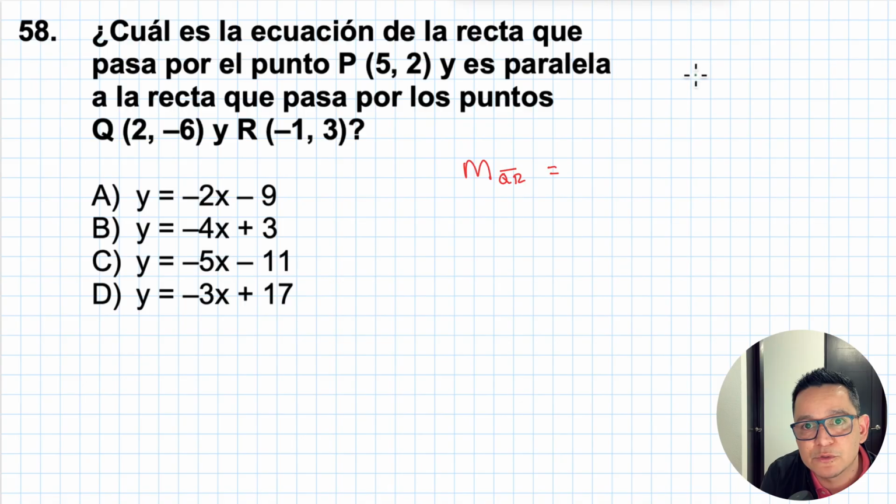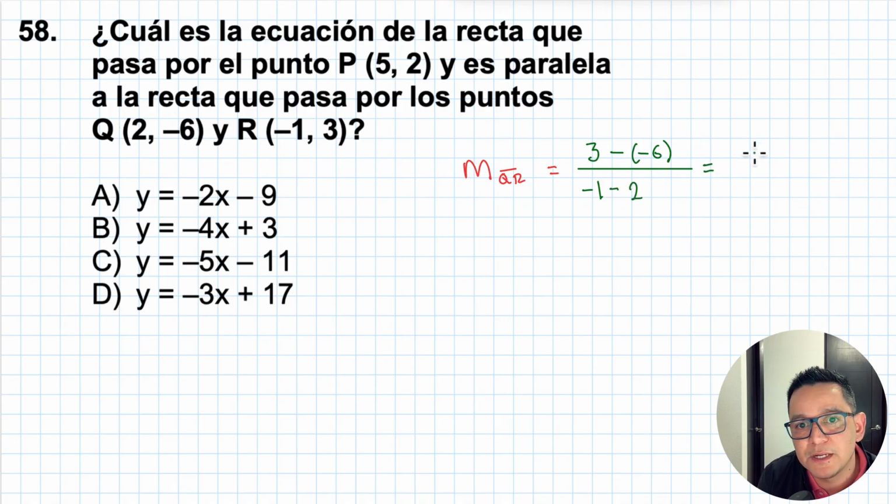So, come on, let's substitute. I'm not going to write the formula anymore. I imagine you've already memorized it, right? So, come on, we put y2, which is 3, and if not, well, write it down. Go back a bit and write it down. Minus y1, which was minus 6. I already put y2. Minus y1 over x2, which is minus 1. Minus x1, which is 2.